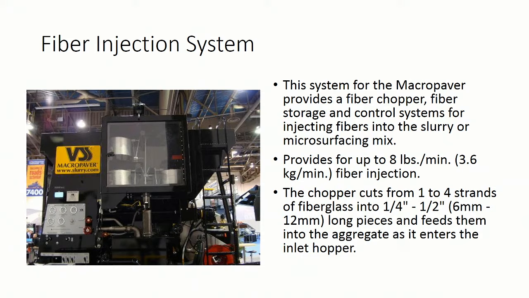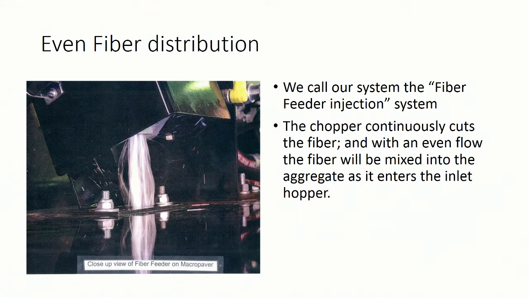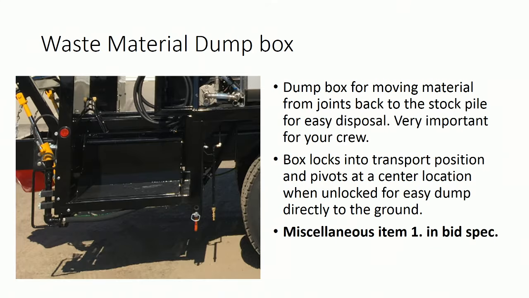Fiber injection system. We use a fiber cutter, and we like the chopper better. Our contracting company has probably done more fiberized microsurfacing than any other company. And we like to do a quarter by half combination of the fibers. We find that works a lot better on the roads than just a standard single length fiber. And we can do that by setting up the chopper for that, and that's what we have quoted on this machine. This is showing how that is fed right into the aggregate as it's going into the pug mill.